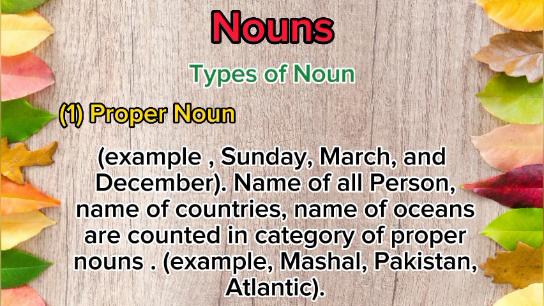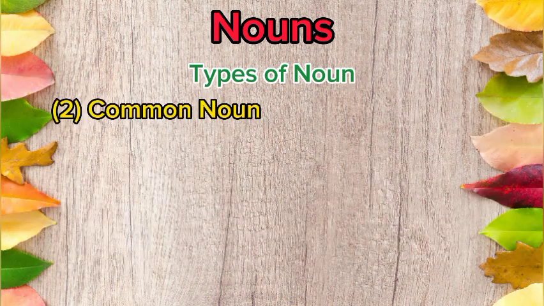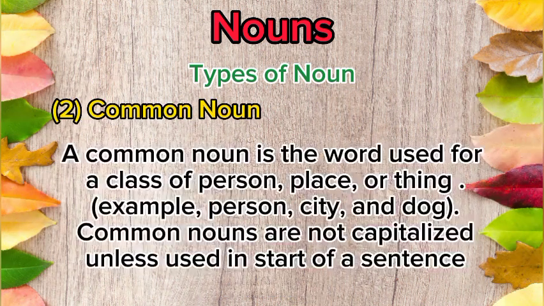Names of all persons, names of countries, names of oceans are counted in the category of proper nouns. Example: Mashal, Pakistan, Atlantic. Common noun. A common noun is the word used for a class of person, place, or thing. Example: person, city, and dog.